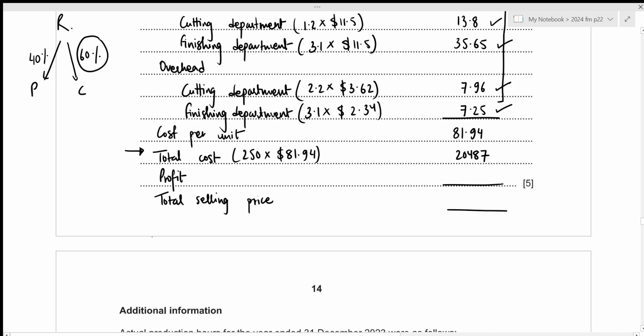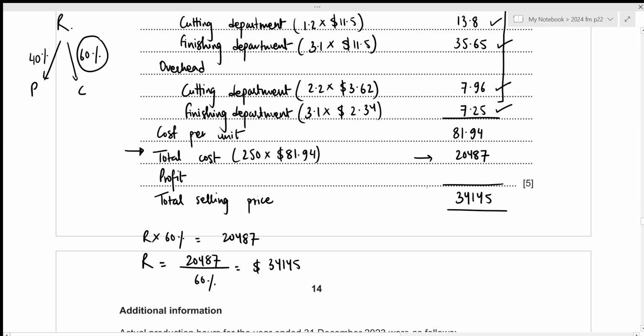So now we have the value of total cost, which is why we will be using this 60%. So revenue times 60% will be equal to our total cost, which is 20,487. This gives the total revenue or the total selling price to be 20,487 divided by 60%, which results in the value of 34,145. So that's our total selling price.